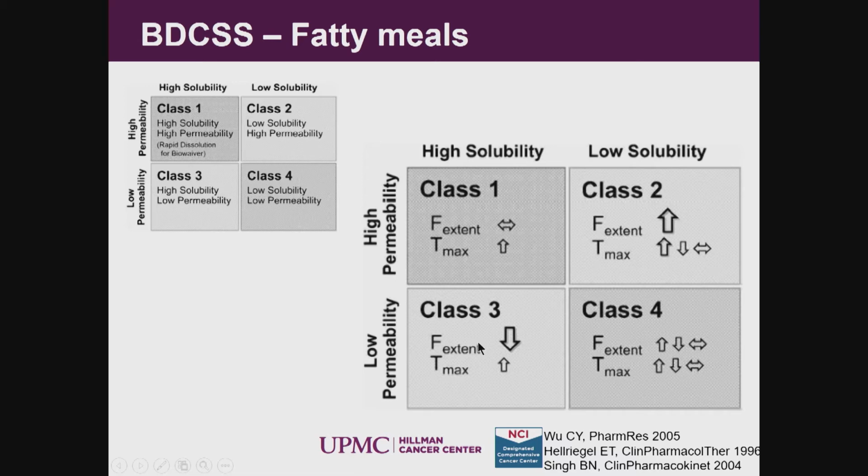Class 3 compounds are often dependent on transporters to gain entry into the enterocyte, and these carriers can also be inhibited by food components like bile and lipids, and so the extent is often decreased. Class 4 compounds are always complex to predict because all these effects can have an effect.